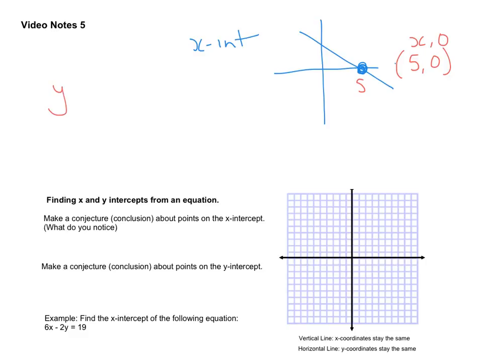A y-intercept is where the line crosses the y-axis. So if this was 3, it would be written 0, 3 because it's not on the x-axis, it's on the y-axis. So remember that.